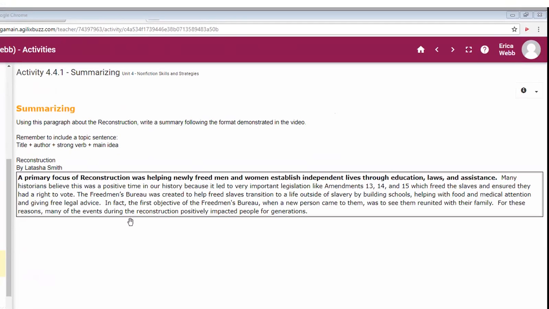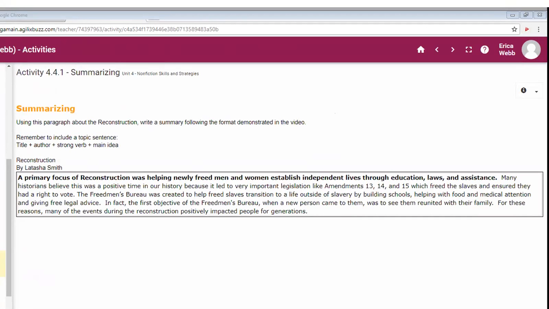So we're right here in this box. It says the primary focus of Reconstruction was helping newly freed men and women establish independent lives through education, laws, and assistance. Many historians believe this was a positive time in our history because it led to very important legislation like Amendments 13, 14, and 15, which freed the slaves and ensured they had a right to vote.